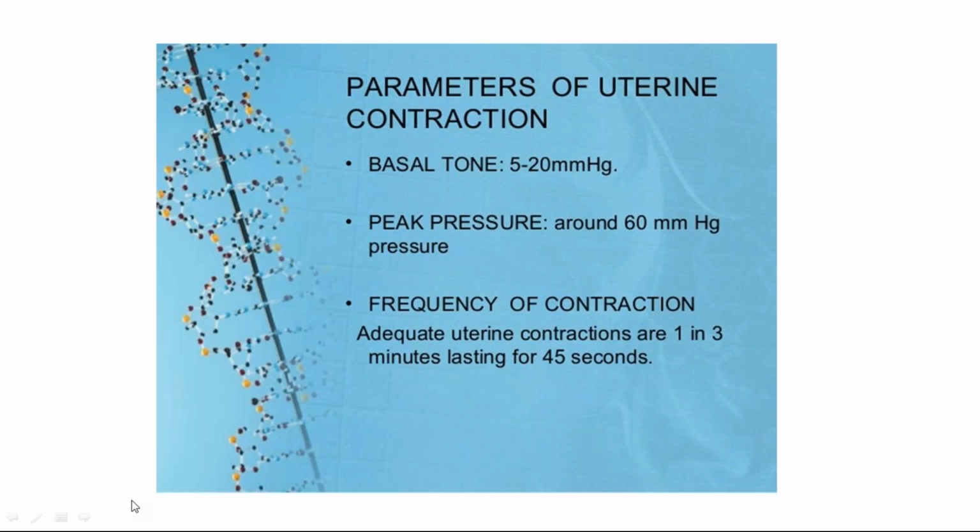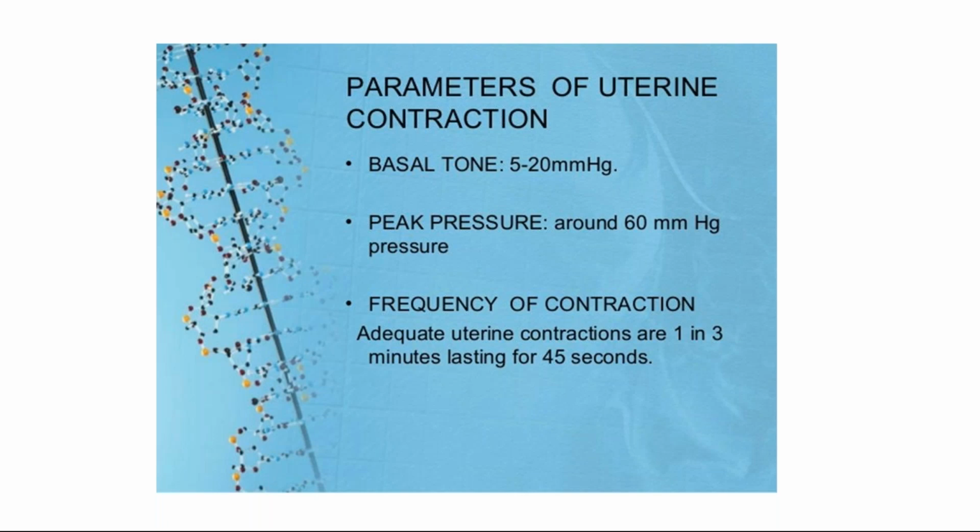This is just what you have already heard before. So what are the parameters of uterine contractions? The basal tone should not be more than 20 millimeters of mercury. It should be around 5 to 20. Then the peak pressure should be around 60 millimeters of mercury. It may sometimes go even up to 80, particularly during the second stage of contractions.